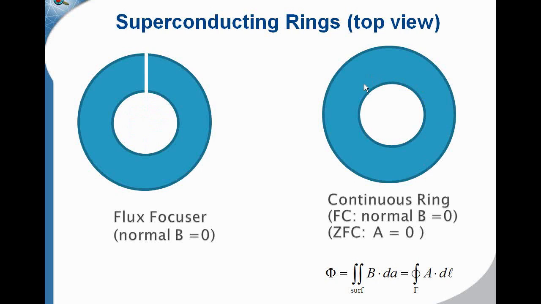And if we have a continuous superconducting ring, we can model this depending on whether we cool it in a magnetic field or we cool it in zero magnetic field and then switch on the magnetic field. So the A equals zero boundary condition will give us zero flux. We can see from Stokes' theorem where the total flux through the superconducting ring is given by the surface integral of B dot dA, which is the same as the line integral of A dot dl, where gamma is some path around the superconducting ring. So this boundary condition gives us zero flux inside of the ring here. Okay.